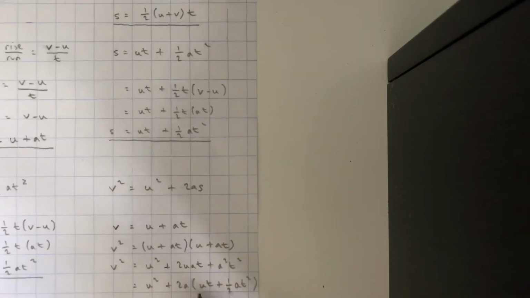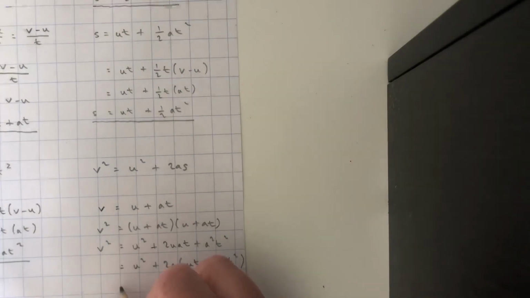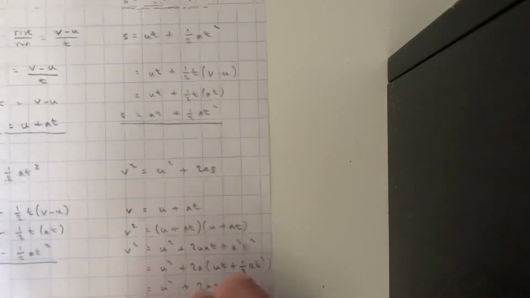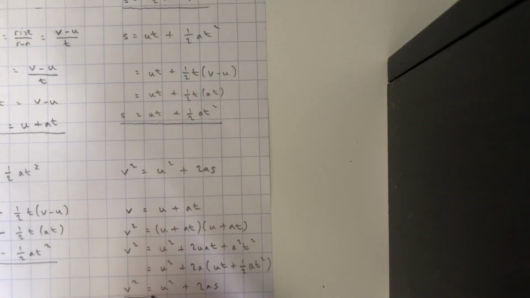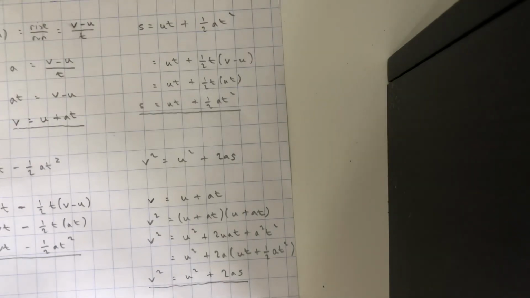What you can see there is UT plus half AT squared. We've used that in one of our other SUVAT equations up here. We know that's equal to S, and so U squared plus 2AS, and that gives you your final SUVAT equation. Okay, brilliant. And these are the ones that you've got in your formula book, but you will use them certainly time and time again. Okay, thanks guys.